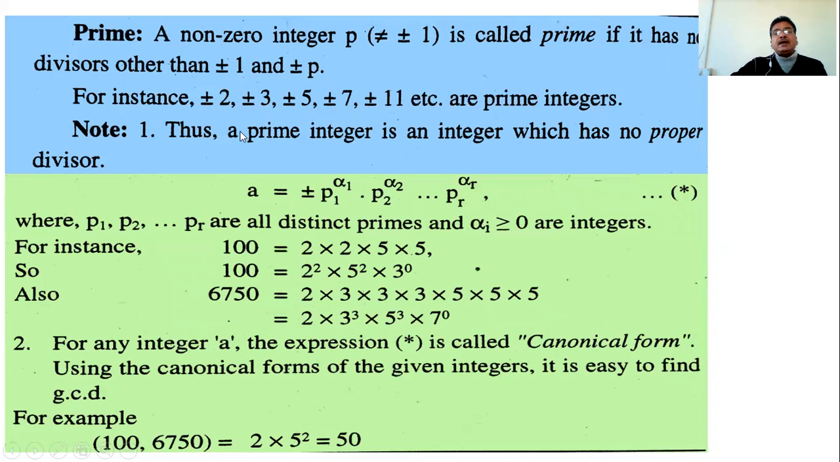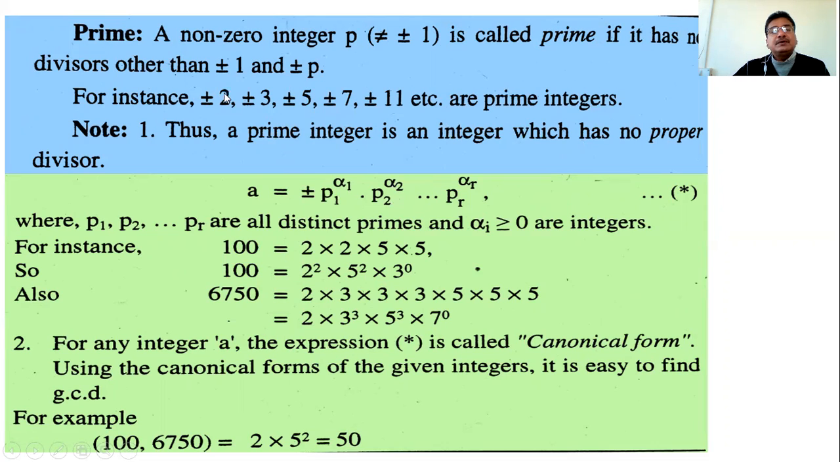So, another form of the definition of prime numbers: we say an integer is called a prime number if, first, it is an integer and, second, it has no proper divisor. Why is 8 not a prime integer? Because 8 has proper divisors. What are the proper divisors of 8? Plus minus 2 and plus minus 4. And what are the improper divisors of 8? Plus minus 1 and plus minus 8.